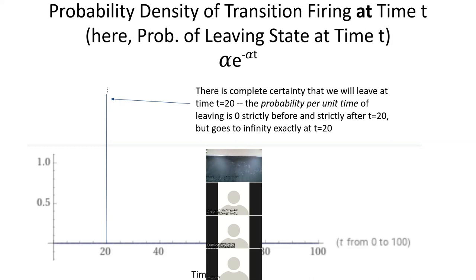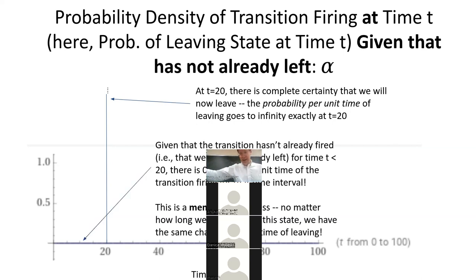Is this memoryless? Does this care how long you've been in the state? Yes. It cares everything about how long you've been in the state, right? You will not leave in time less than 20. Tolkien said it: you will not pass. You will not leave before time 20. It matters entirely how long you've been in the state. After 20 years, you will leave.